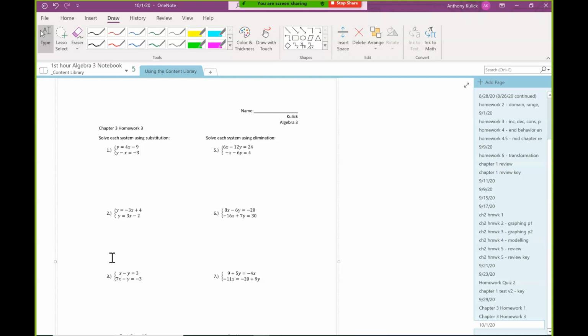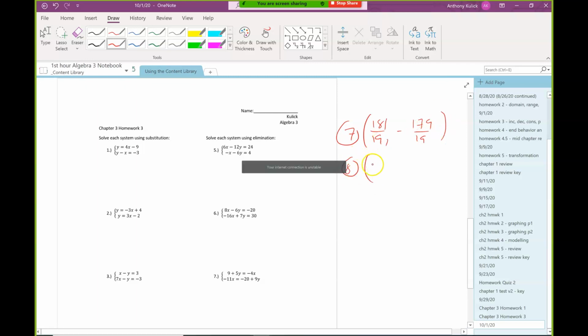Just as an aside, for homework 7, the answer you would have gotten was 181 over 19, comma, -179. And for 8, the answer should be -59 over 57, and then 52 over 57. So just as a heads up, you don't have to get nice, neat whole number integer answers. You can get pretty disgusting looking fractions, and that's okay.